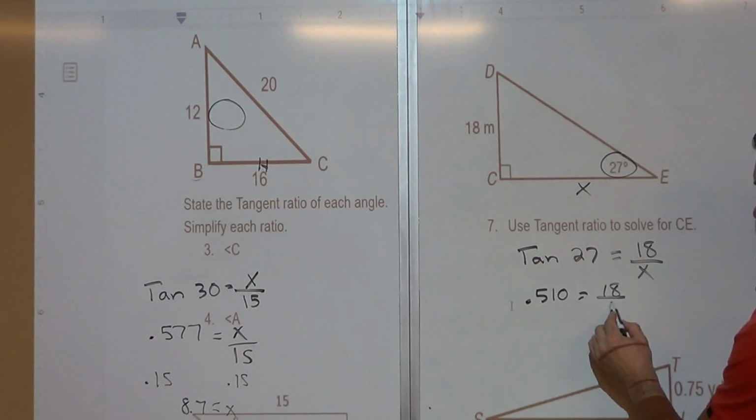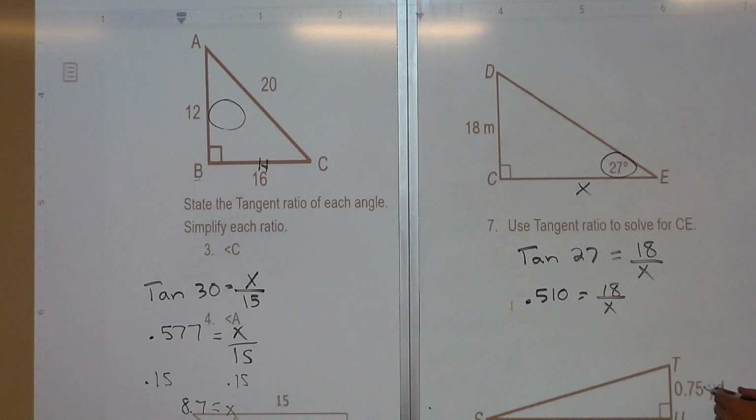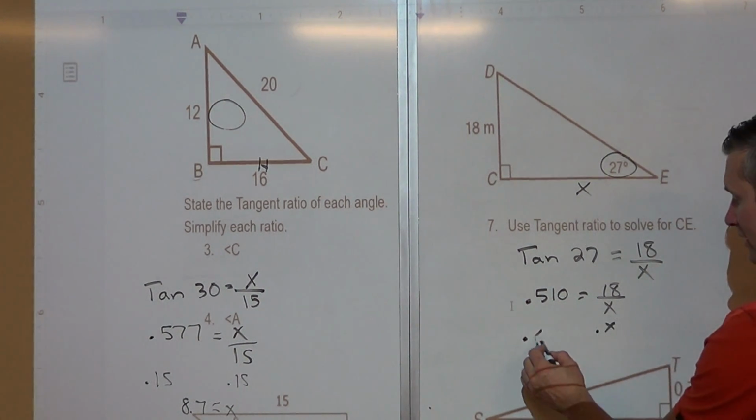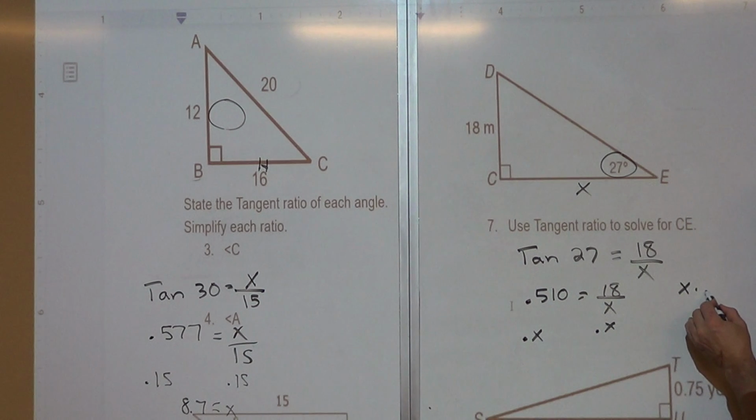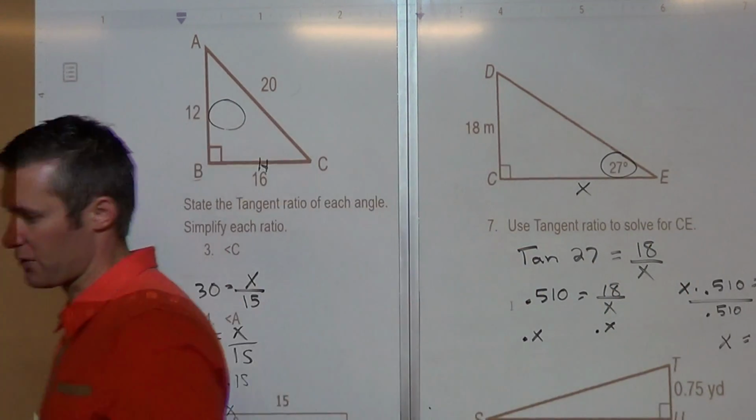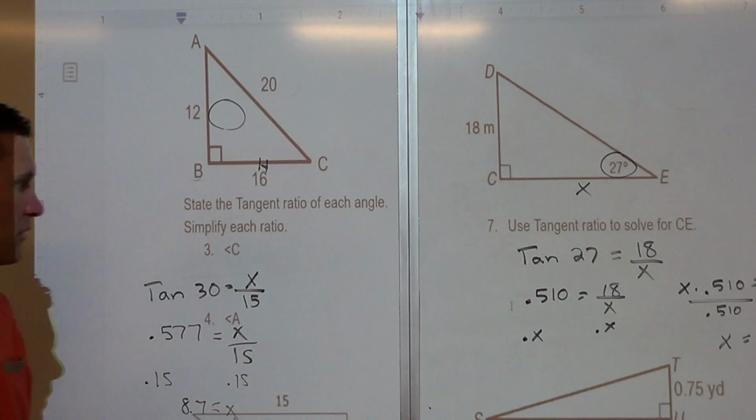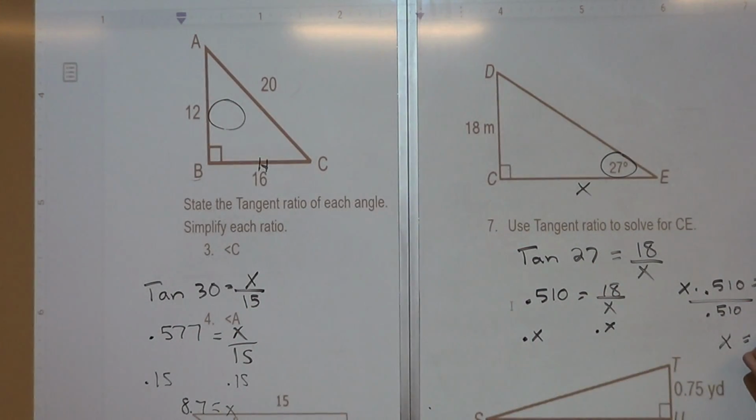equals 18 over x. I can't have x in the denominator. I need to get it out. So I times each side by x. So I get x times 0.510 equals 18. And then I divide by 0.51, divide by 0.51. And this equals about 36, I think it's 36.3, or no, 35.3. So it should be about 35.3. Okay, so just in this one, just pay attention. It's in our denominator, the variable's in the denominator, we're going to end up dividing to solve for it.